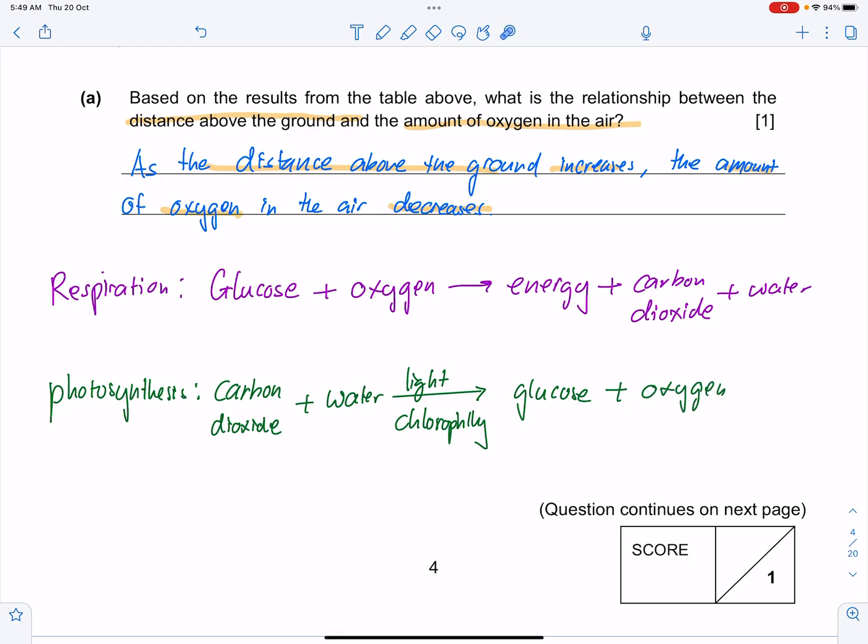Now, just a few points to note. It is perfectly fine to put sugar, but I prefer glucose because this is the golden standard answer. When you go up to secondary school, right up to university, glucose is the word, so I'm just making sure that you get your facts right.